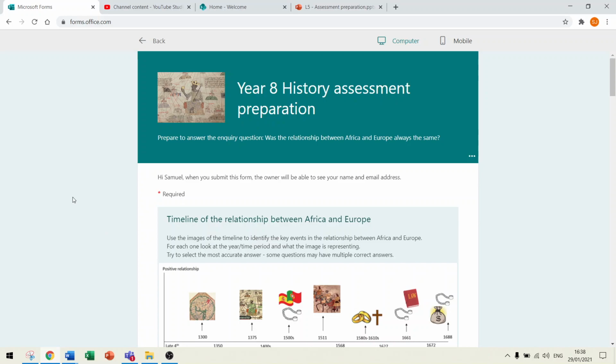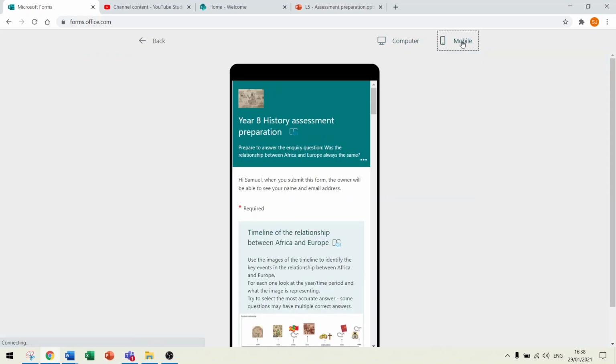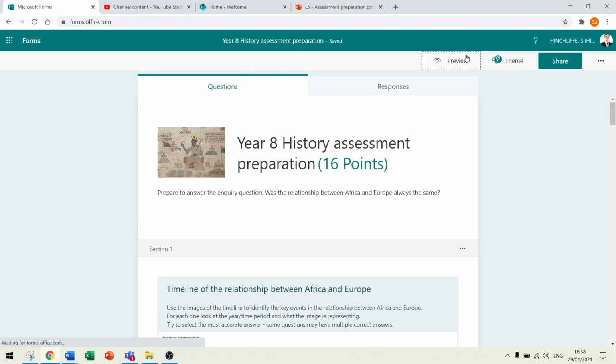Okay, so your lesson this week is going to be entirely on Microsoft Forms. So it'll be really easy for you to access. It'll be easy for you to complete as well, whether you're using a laptop, computer, or even a phone, because this is what it will look like on your phone as well. So it's really easy to access that.